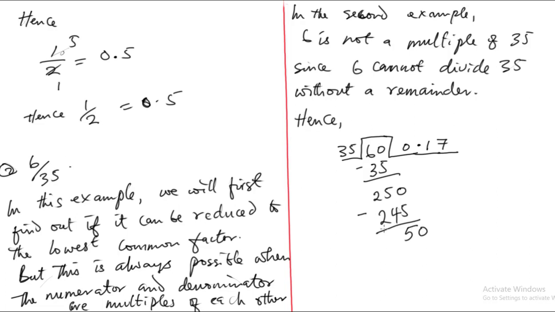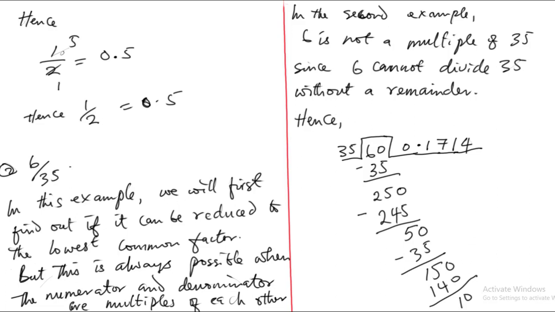So we add 0 to make it 50 and divide by 35. 35 into 50 will give us 1. 35 times 1 is 35, so we subtract from 50 and we get 15. We add another 0 to 15 to make it 150 and try to divide again by 35. Into 150 we get 4. 35 times 4 will give us 140. And if we subtract, we have 10.